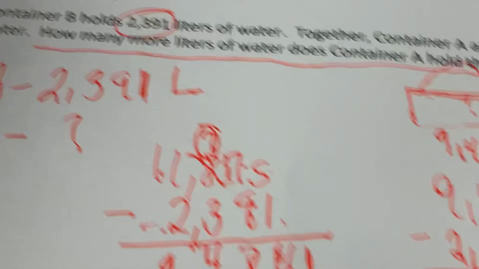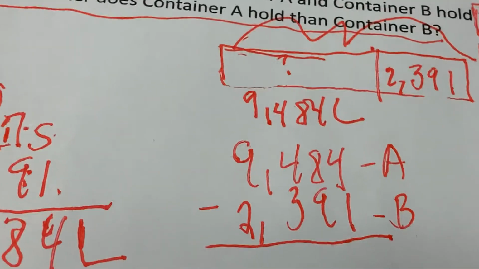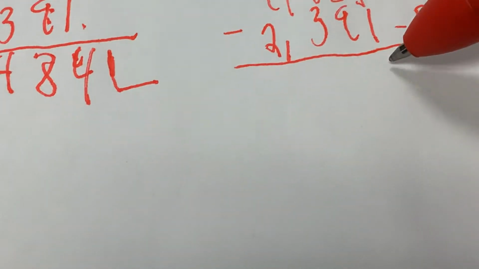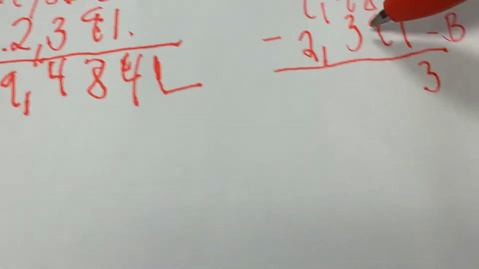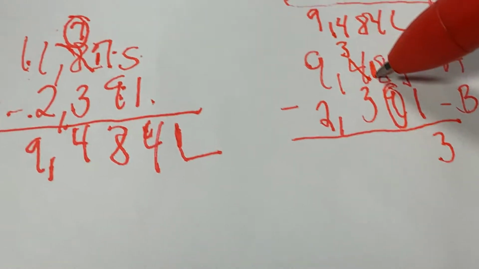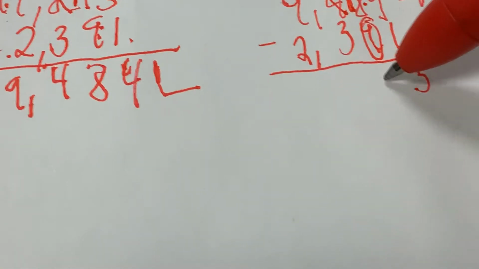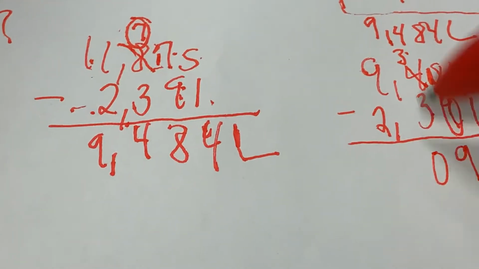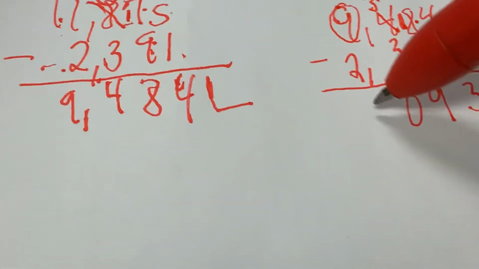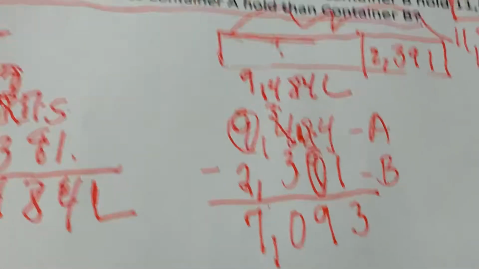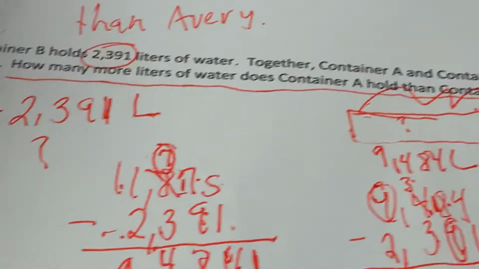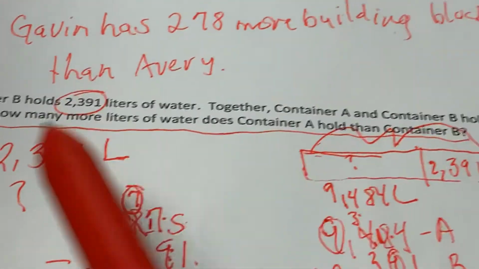This is B, and container A holds 9,484. So I subtract, there's more on top. 4 minus 1 is 3. Okay, in the tens place, there's more on the floor. Go next door, 4 becomes a 3. This 8 becomes 18. Now, 9 from 18 is 9. 3 minus 3 is 0. And then 9 minus 2, because it's more on top, do not stop. 9 minus 2 is 7. So it tells me that 7,093 is my answer.